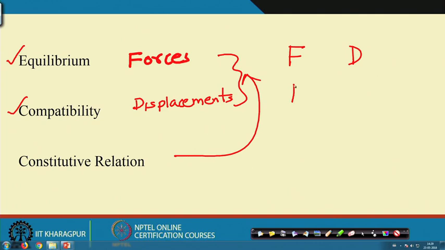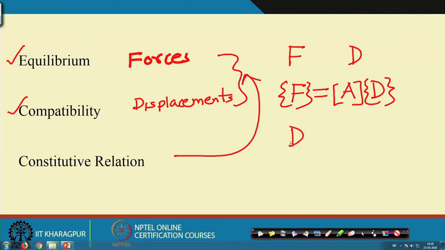The flexibility definition is: if you have a force, then the displacement D is equal to A times the force. And the stiffness definition is: the force is equal to K times the displacement D. K is the term that we will be using very often, and A is essentially K inverse.